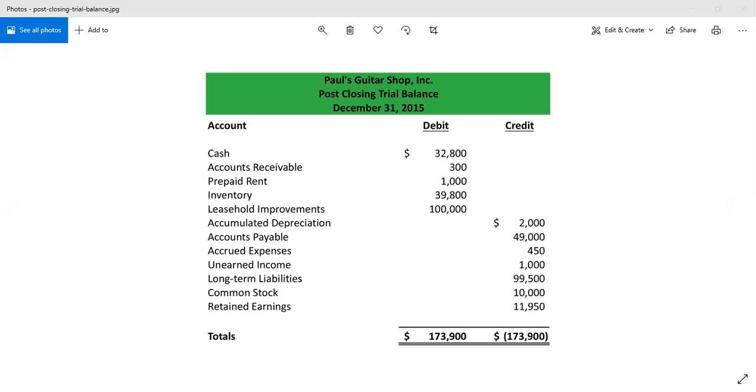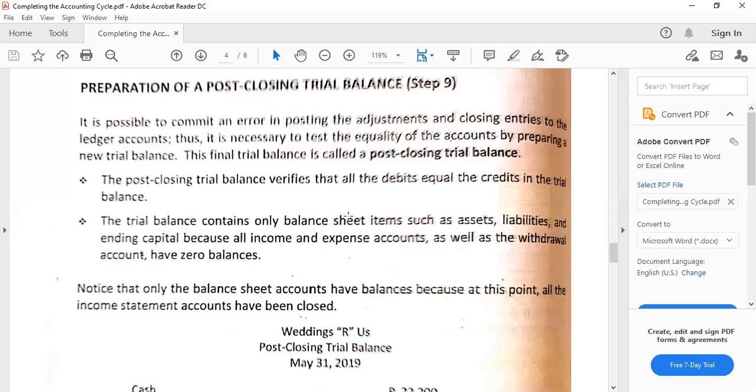Good day, everyone. This is the second part of completing the accounting cycle, and we are going to prepare the post-closing trial balance. We have a sample that you can see on the screen. Anyway, let us go over our source. So this is the next step, which is step 9 for the source, or step 8. I would use step 8 for the preparation of a post-closing trial balance.